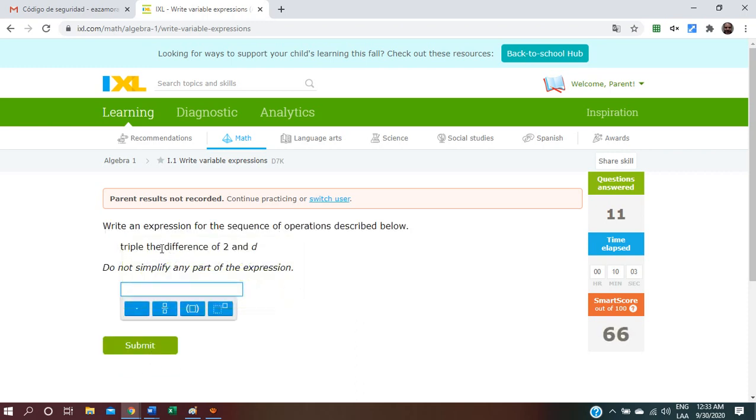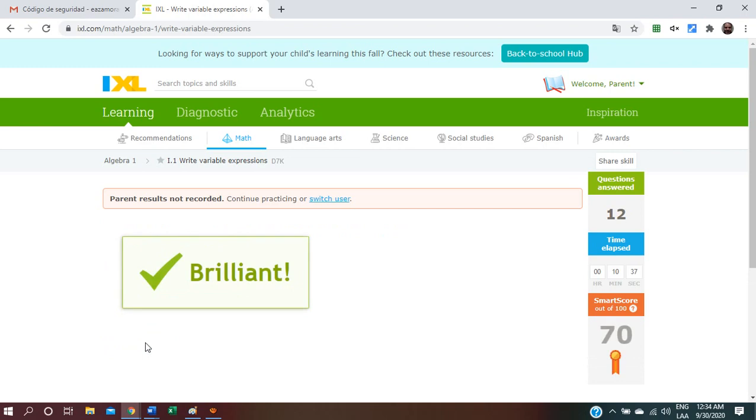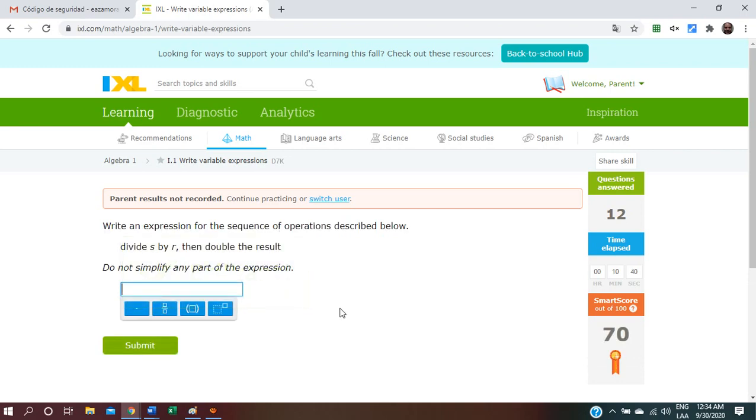And now, triple the difference of 2 and d. The difference of 2 and d is 2 minus d. What are we going to do with this? We're going to triple it, so we're going to multiply by 3. Submit. I think this is enough for you.